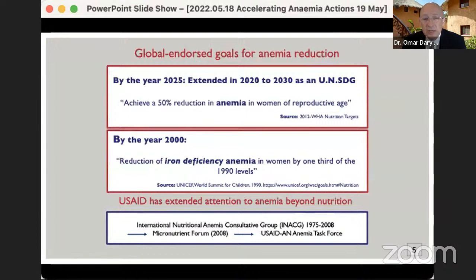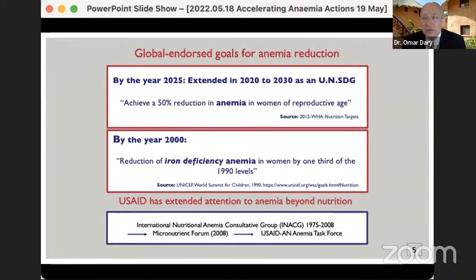Thus, 3 years ago, we supported the creation of the Anemia Task Force to advise our project, USAID Advancing Nutrition, in this matter. My talk is based on some of the recommendations of this technical body that focus on 3 areas: biology, assessment, and translation.